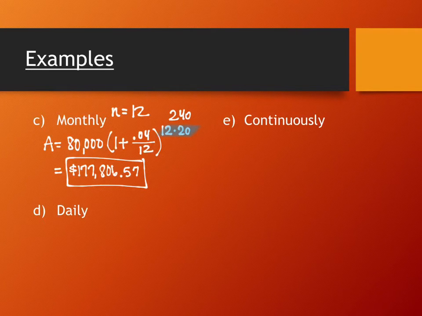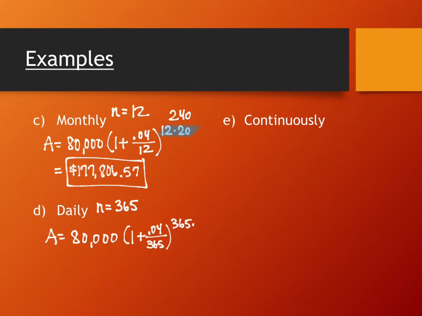How about daily? We're using 365, so we're ignoring the whole leap year bit. It doesn't affect it enough to actually change values, so there's no sense in messing with that. We do have 80,000 still. I still have 1 plus my rate, which is 0.04. I'm dividing now by 365, though. And my multiplication on my exponent is 365 times 20. That one you might not do in your head, but your calculator can do it just fine either way.